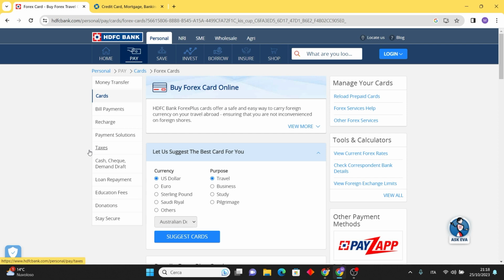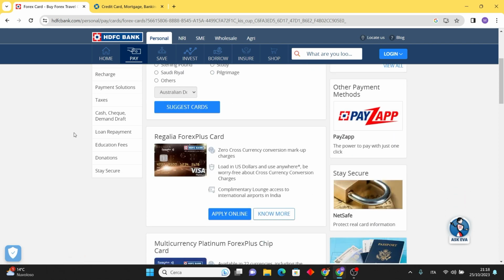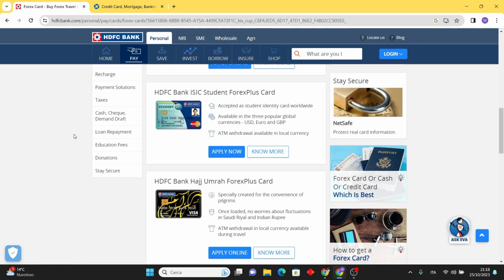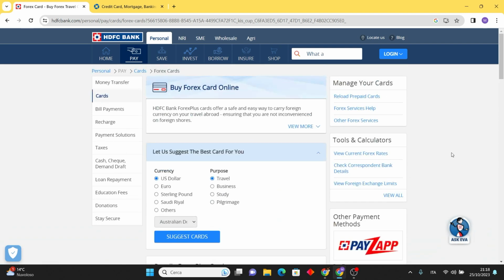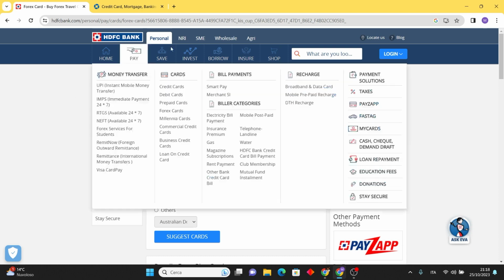So let's get started. If you hold a Forex card and need to move money to your Chase Bank account, the most convenient method isn't through the HDFC net banking option. Instead, I recommend reaching out to Chase Bank directly.